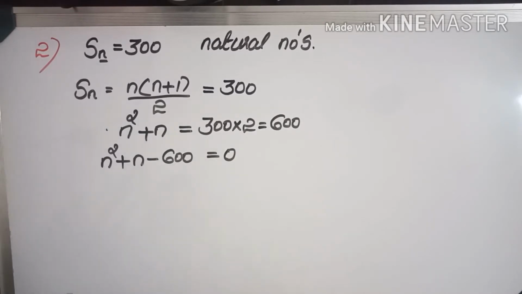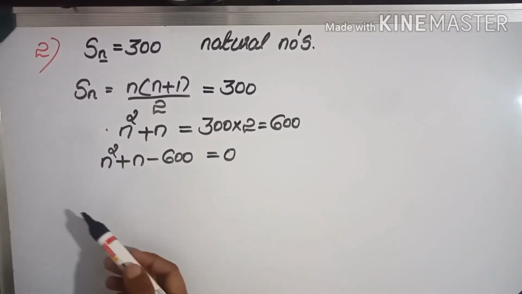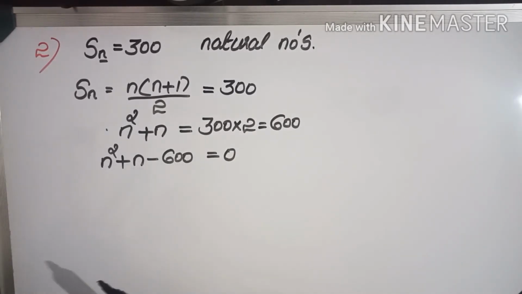Now we got a second degree equation. n square is here, n is here, 600 is here. Here the variable is n. Instead of x, n is the variable. Now what is the next step? We got a second degree equation, now we have to solve this. Then only we can find the value of n.